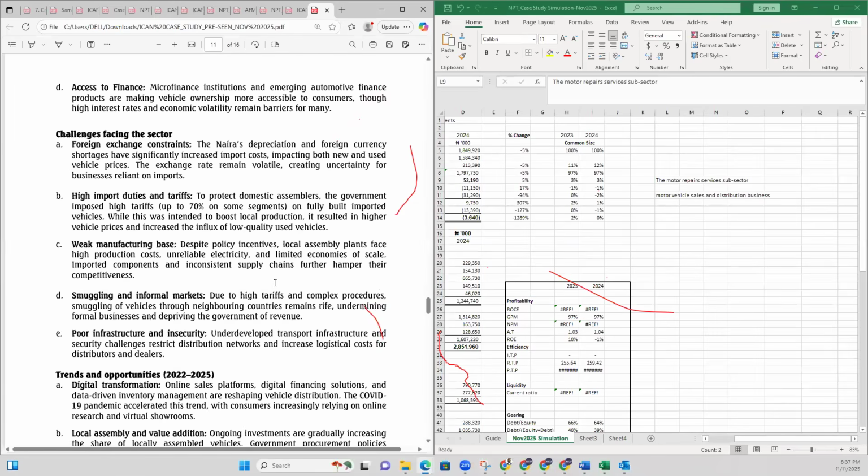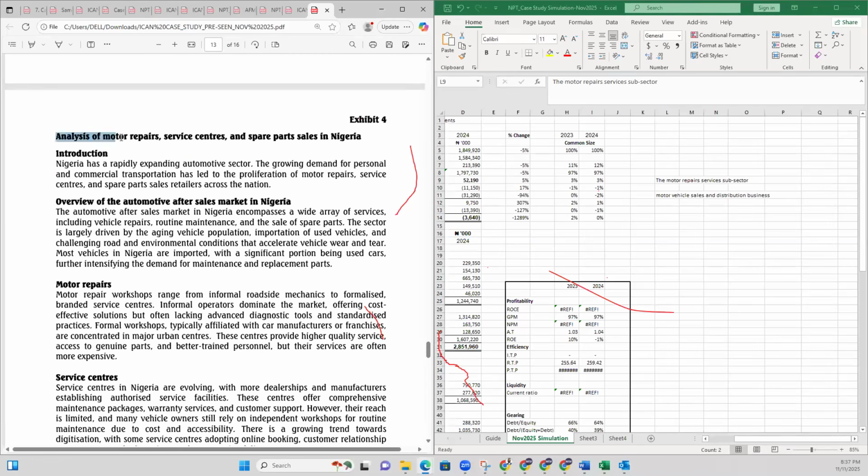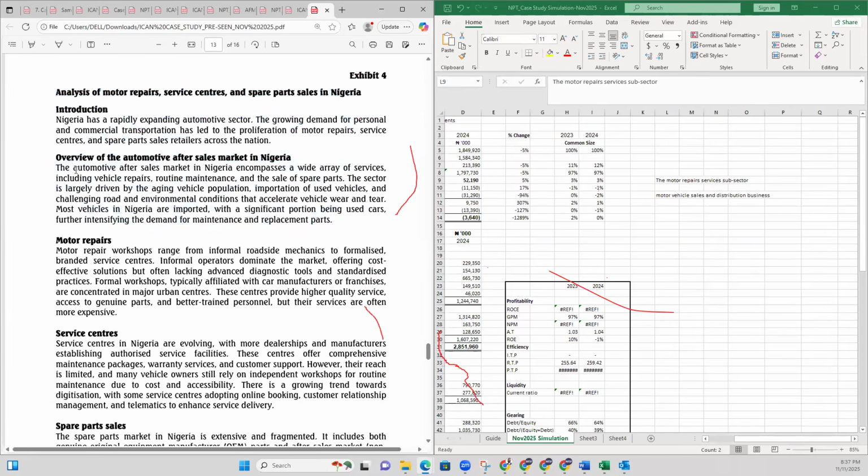Okay. So if that is the case, after they mentioned Folak here and the projection here, they now went further to say analysis of motor repair service centers and spare parts sales in Nigeria. And then they did a reintroduction, which looks like a repetition, but we saw some emphasis where they talked about this. And I need you to read this heading. Overview. Just that heading.